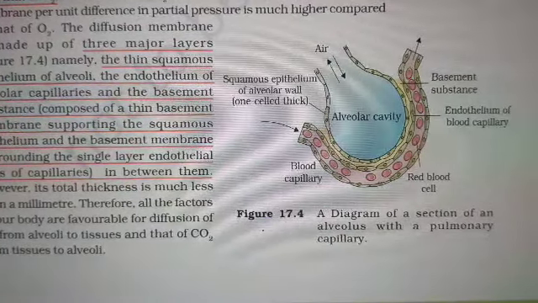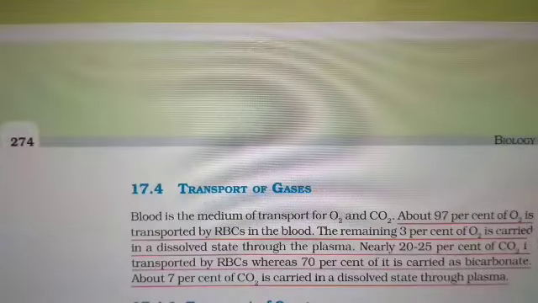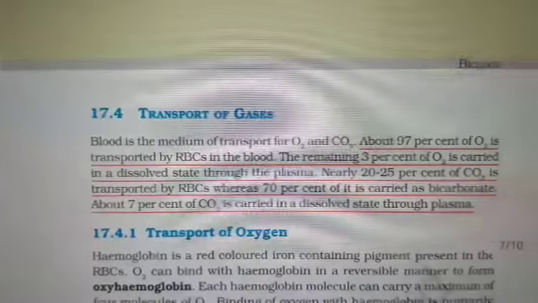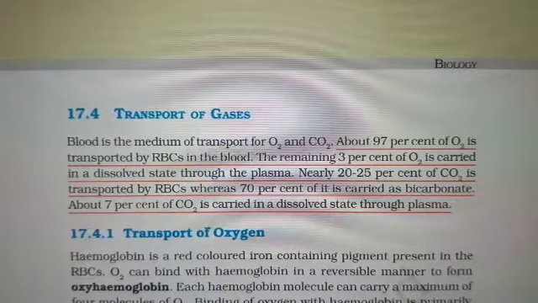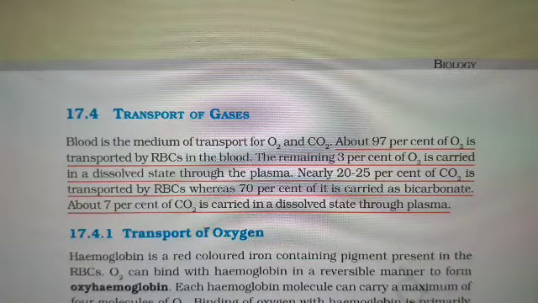And also next, coming to this area, transport of the gases. The important point here is how gases are transported from the lungs to the tissue and from the tissue to the lungs. About 97% of oxygen is transported by the RBC in the blood, and the remaining 3% of oxygen is carried in the dissolved state through the plasma.